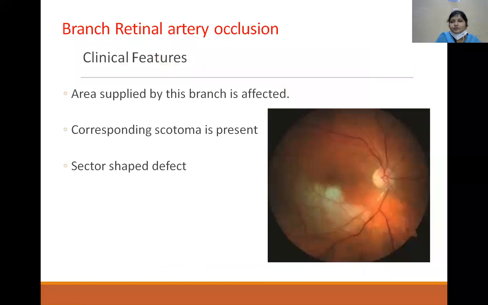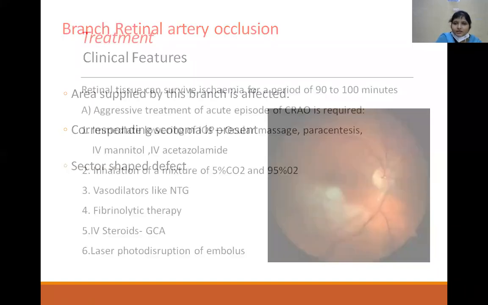So next, coming to branched retinal artery occlusion. Here the area supplied by the branch is affected. So edema is restricted only to the area supplied by that branch. So a corresponding visual field defect will be present. A sector shaped defect in the visual field will be the main complaint of the patient. Vision will be reduced only when the branch that supplies the macula gets involved. Otherwise, vision is retained in branched retinal artery occlusion.